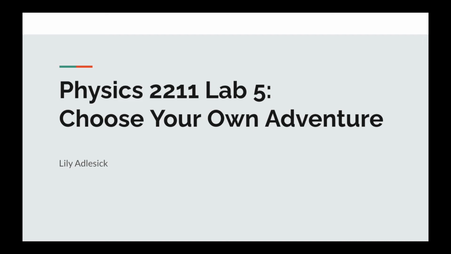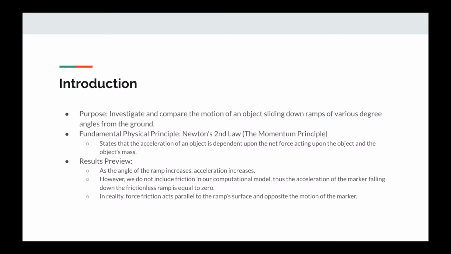Hi, my name is Lily Adlesick, and this is my lab for Physics 2211 Lab 5, Choose Your Own Adventure. The purpose of this lab is to investigate and compare the motion of an object sliding down ramps of various degree angles from the ground.